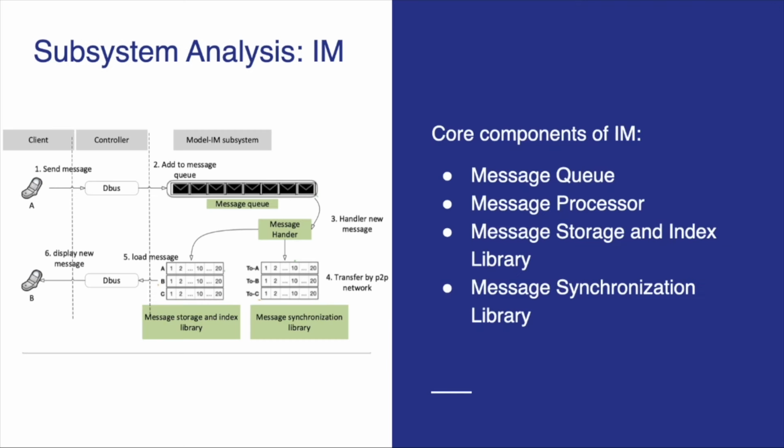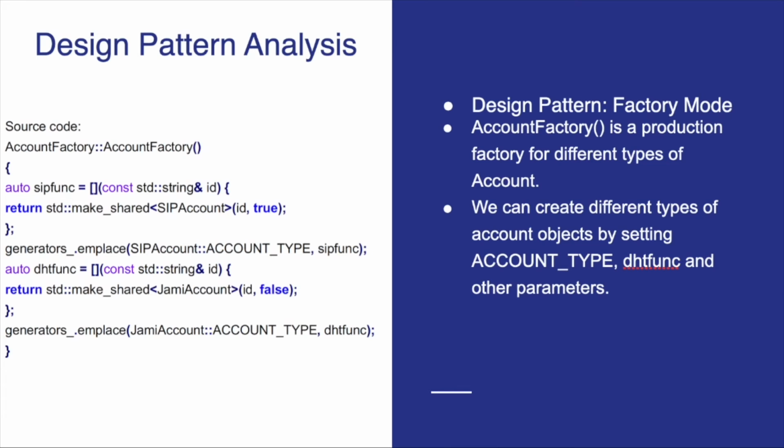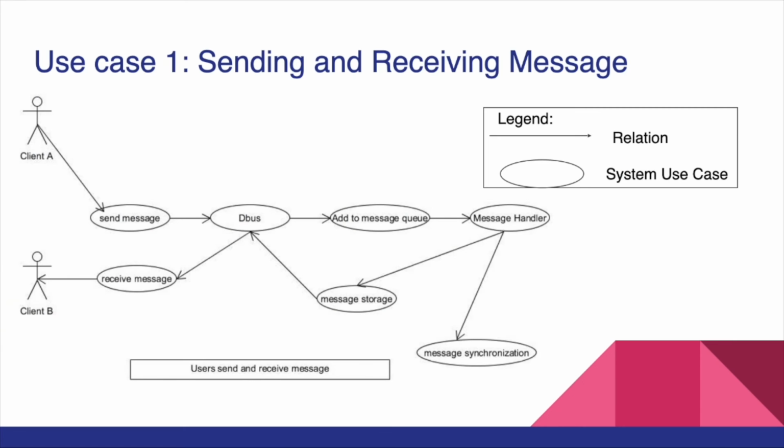The core components of instant messages are message queue, message processor, message storage and index library, and message synchronization library. The code showing on the left screen uses the factory mode of the design pattern. This graph illustrates the process of sending a text message from client A to client B.